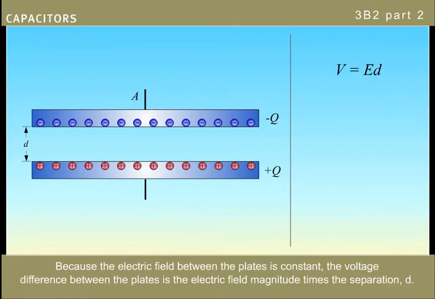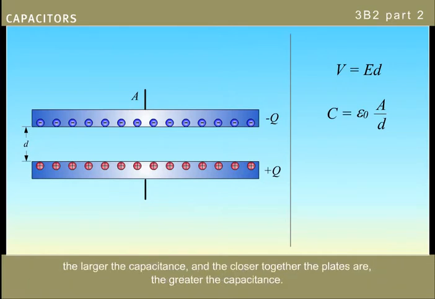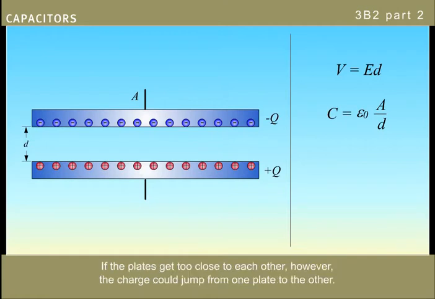times the separation d. The capacitance of a parallel plate capacitor is proportional to the plate area divided by their separation. As this equation indicates, the larger the area of the plates, the larger the capacitance, and the closer together the plates are, the greater the capacitance. If the plates get too close to each other, however, the charge could jump from one plate to the other.